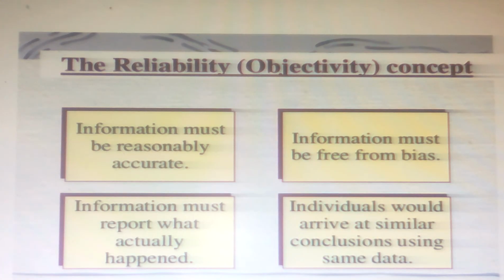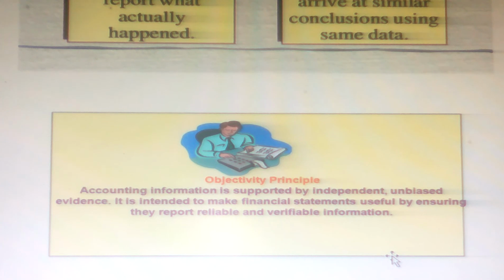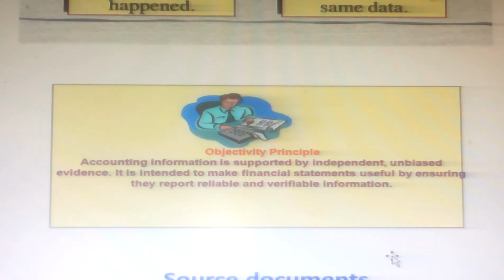It may be called the reliability concept or objectivity concept. The information must be reasonably accurate and must report what actually happened. Information must be free from bias, so individuals would arrive at similar conclusions using the same data. That's why, in the objectivity principle, the source document is very, very important. Accounting information is supported by independent, unbiased evidence. It is intended to make financial statements useful by ensuring the reports contain reliable and verifiable information from source documents.